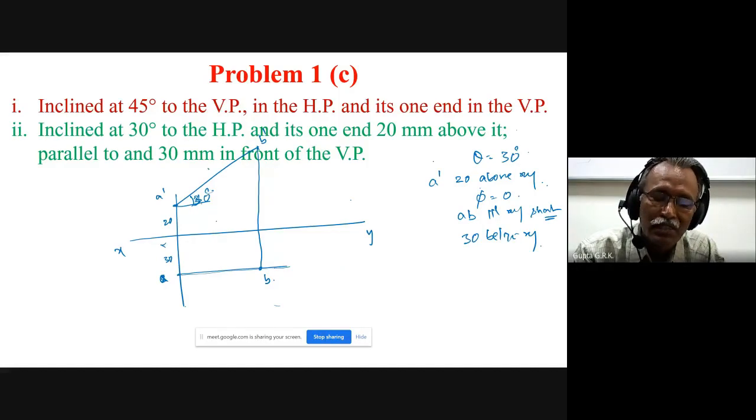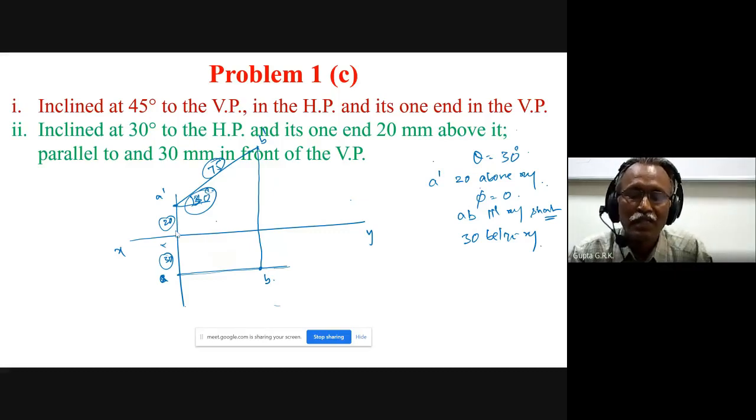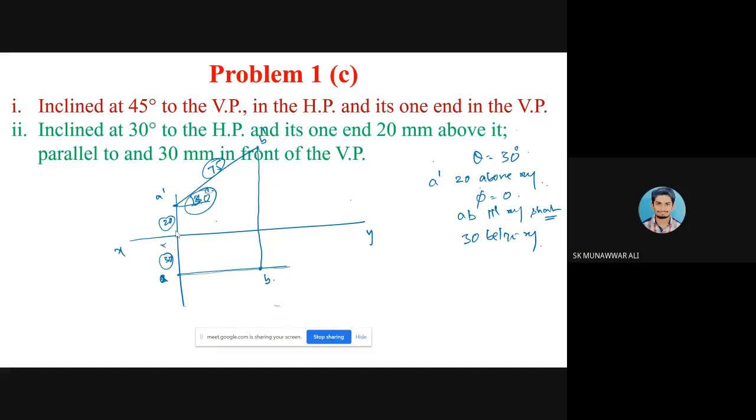Okay, so this is 75. So I have to show this 75, this 20, and this 30, and this angle 30 degrees. According to the dimension conventions, you have to show. Is that clear? This is the way we have to go about it. Is it okay? Yes.